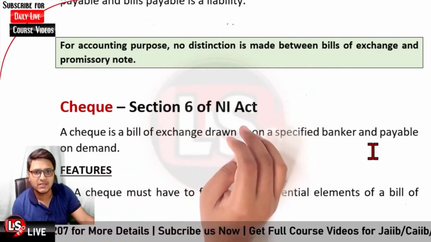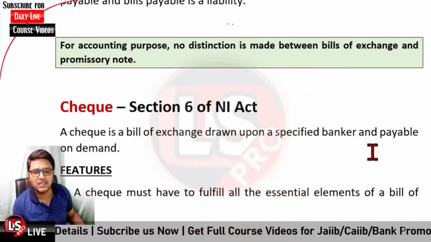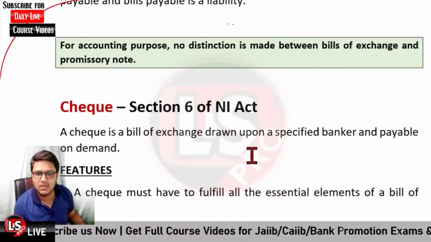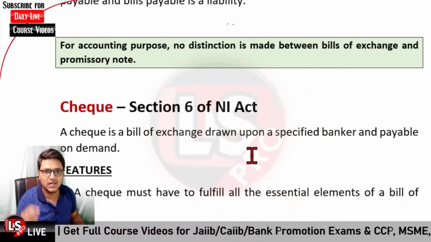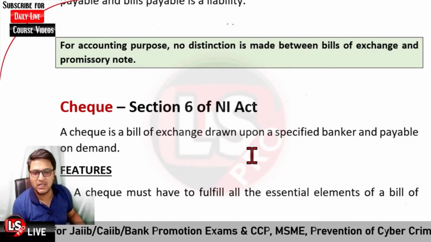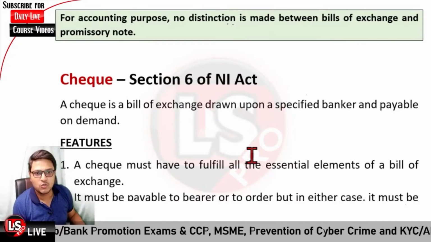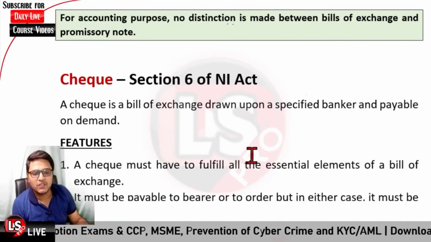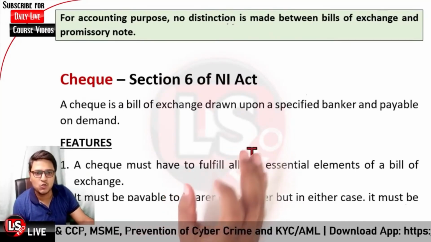Okay, next it is regarding the check. That is section 6 of the Negotiable Instruments Act. So a check is a bill of exchange. A check is also a bill of exchange.